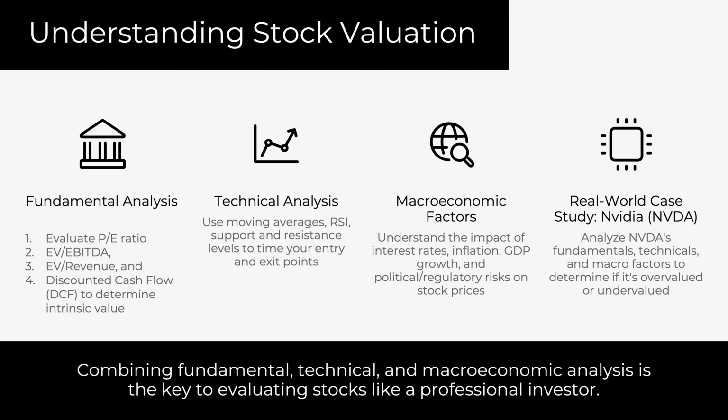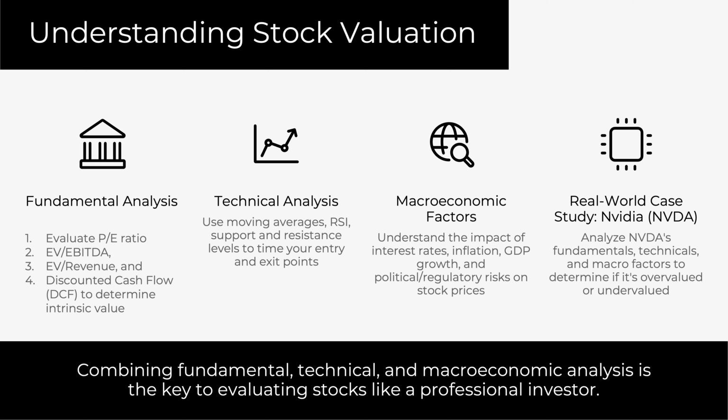EV/EBITDA, enterprise value to EBITDA. This is widely used in M&A transactions and private equity deals. Why is it better than P/E? Because it includes debt, giving a full picture of the company's value. EV/revenue, enterprise value to revenue. Commonly used for high-growth tech companies like Tesla and Nvidia. A lower ratio means a company is trading at a discount compared to its sales.